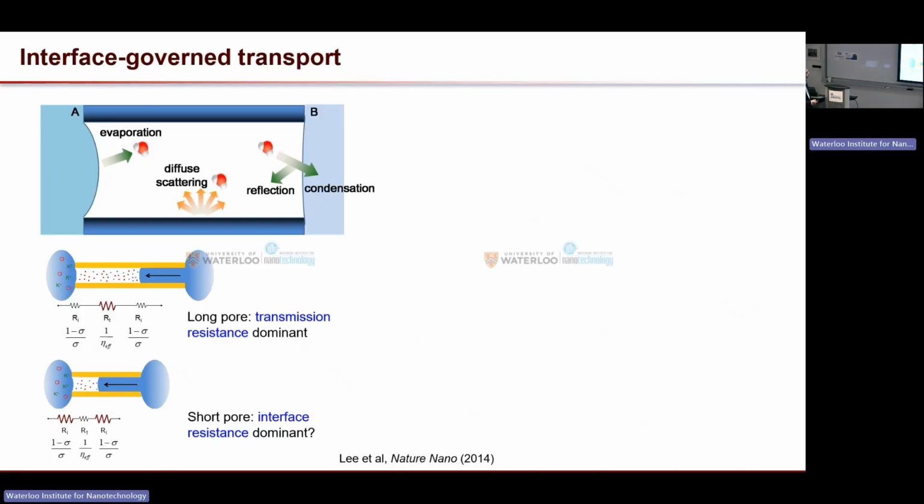And then the question is, if the pore becomes smaller and smaller, what dominates? Let's suppose this is a long pore, then diffusion inside the pore is going to dominate. But there are these interface resistances that are associated with the water molecule condensing or reflecting off. So if you have a short pore, does the interface dominate? And if the interface does dominate, we are going to get lower fluxes than if it didn't dominate.